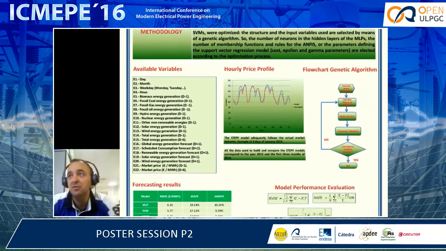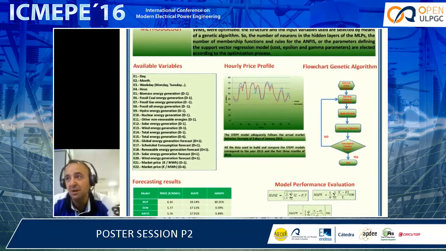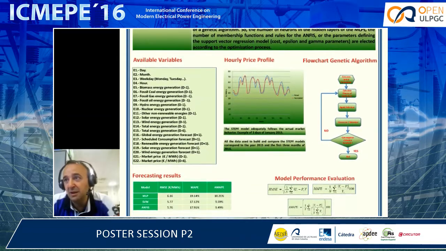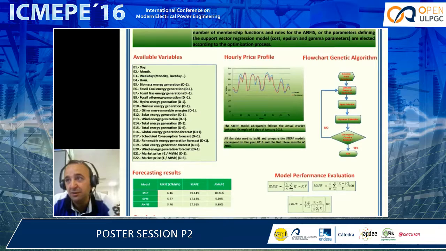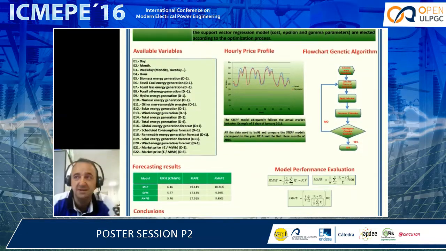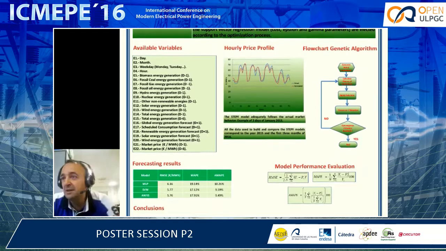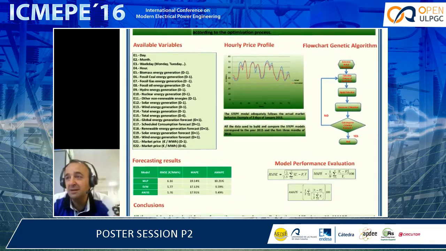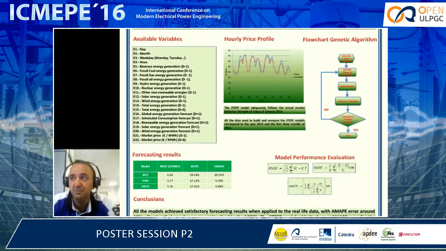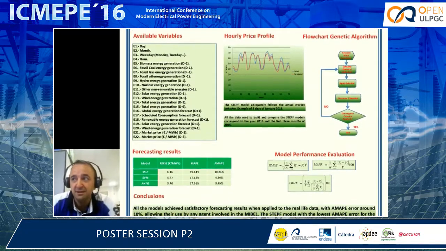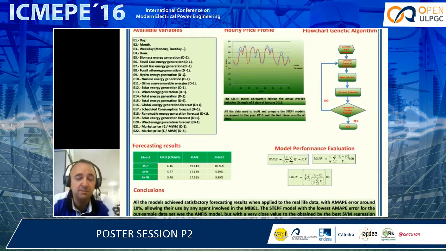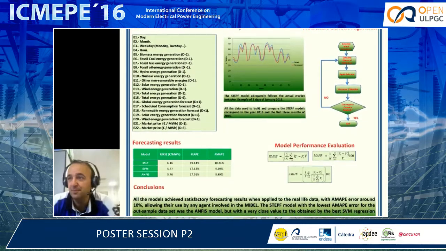That means it is a neuro-fuzzy inference system with which we obtained a root mean square error of 5.76 euros per megawatt hour. And in conclusion, all the models achieve satisfactory forecasting results when applied to real life data, and we are always under 10% of error.